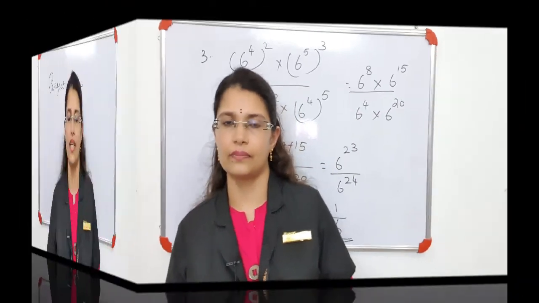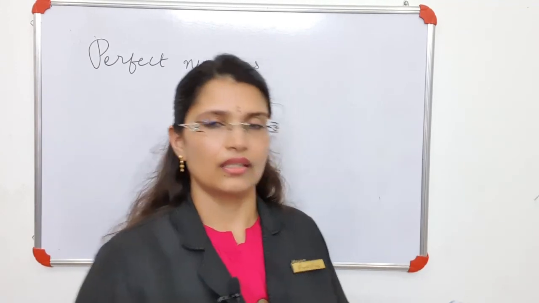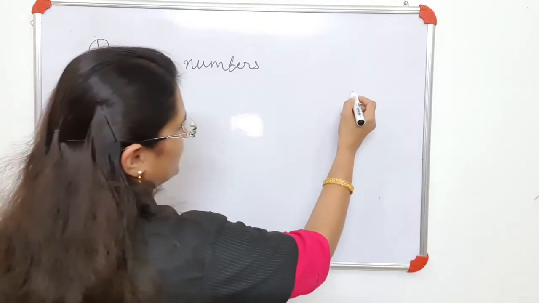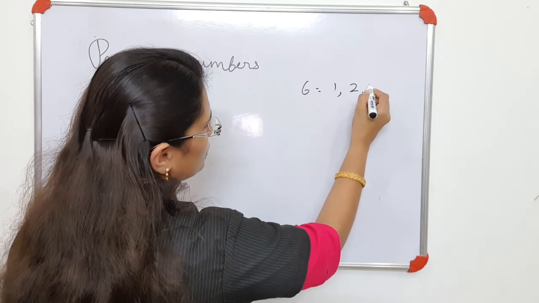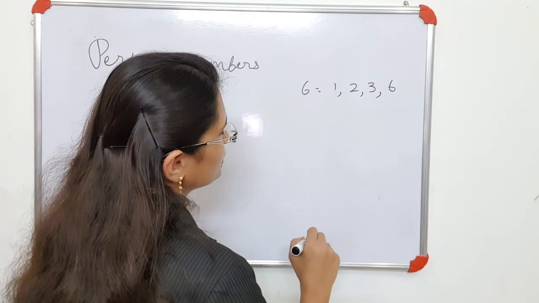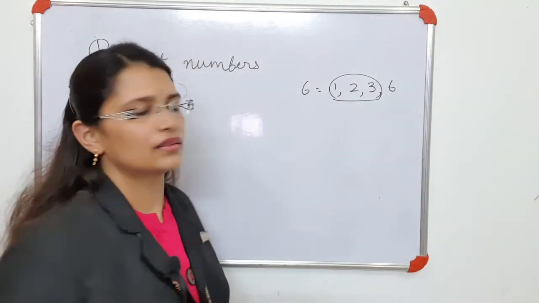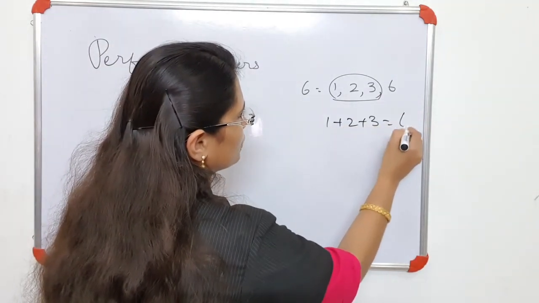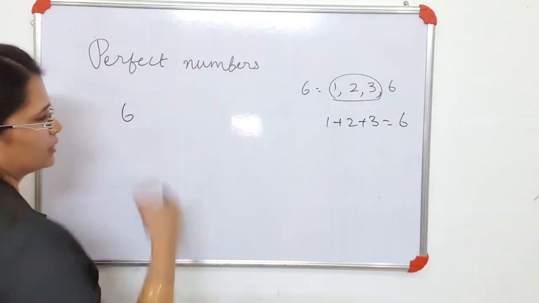Is this clear, children? One more small topic is there, that is perfect numbers. What are perfect numbers? Suppose find the factors of 6. What are the factors of 6? 1, 2, 3 and 6. 1 into 6, 6. 2 into 3, 6. Right? If you add these three numbers other than 6, you will get 6. 1 plus 2 plus 3 is equal to 6. Right? So, 6 is a perfect number.